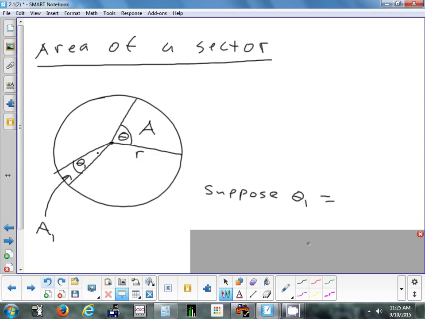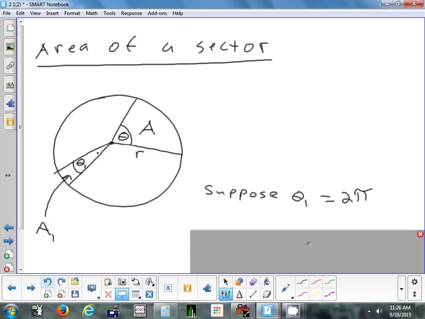Anybody know what we could let theta 1 be, and we would automatically know the area? Think about theta 1 getting really big. Yeah, 360 degrees. Exactly. 360 degrees or 2 pi radians. If you let this angle get so big that it takes up the whole circle, now we don't even have a sector. We've got the area of the entire circle.